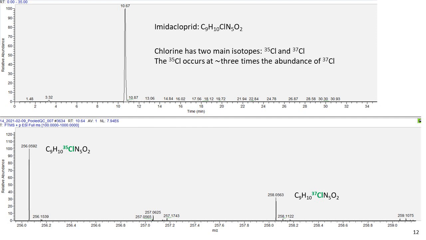So you can see here at this mass 256.0592, which is shown here in the lower graph, this is one peak where you have the chlorine 35. And then here on the right side on the lower graph, you can actually see a second peak at 258 that is actually corresponding to the same compound. But in this case, the compound has the chlorine 37 isotope.